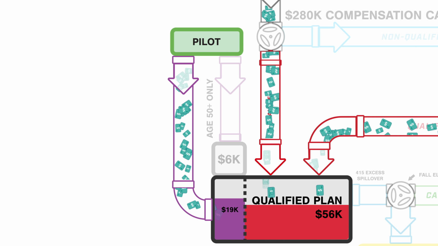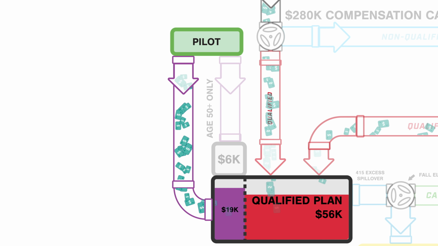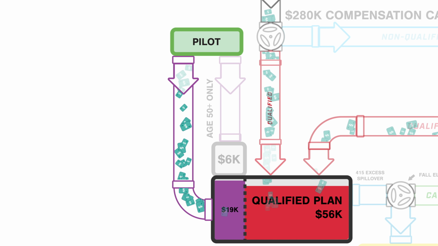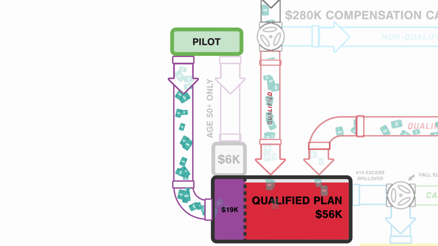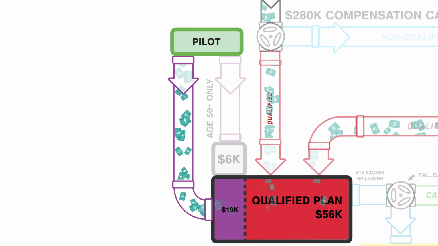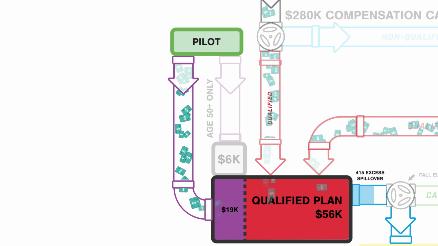If you want to max out your Roth, you have to make sure you elect a large enough pilot contribution percentage so that your money gets into the tank before it's full of company NEC money. Once this tank is full, any qualified money coming in spills over as non-qualified excess money. We'll get to that in a minute.